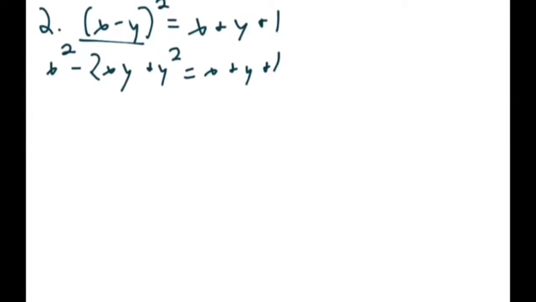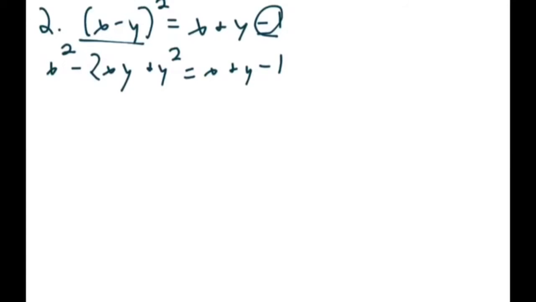Alright, and now we're going to go ahead and, sorry about that, actually a quick modification. It was plus 1 when it should have been actually minus 1 in the problem, so our problem should have been open parentheses x minus y close parentheses quantity squared equals x plus y minus 1. So we're going to expand the x minus y squared, and that's going to give us x squared minus 2xy plus y squared equals x plus y minus 1 again.